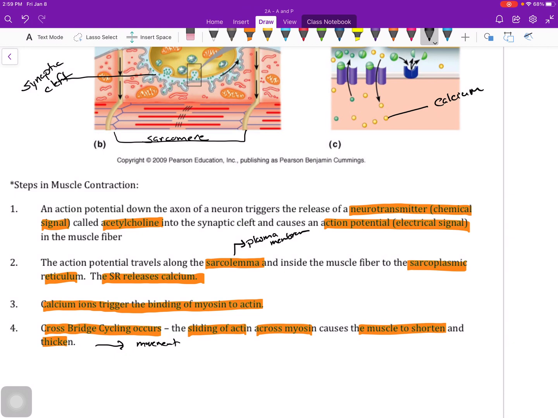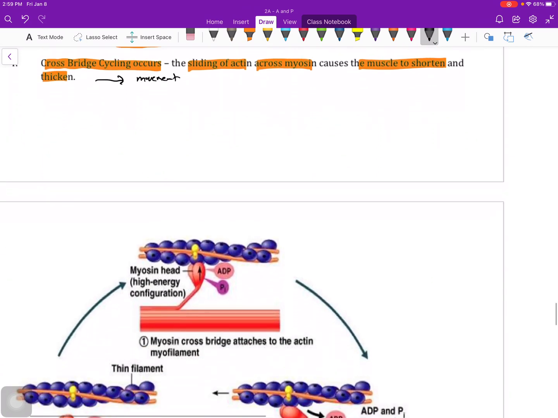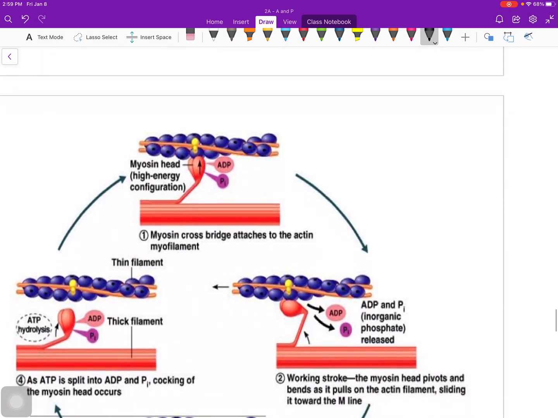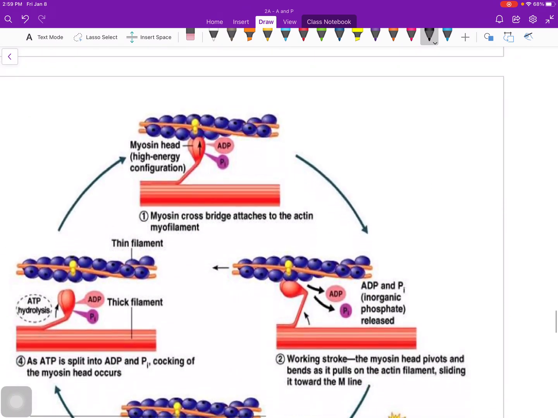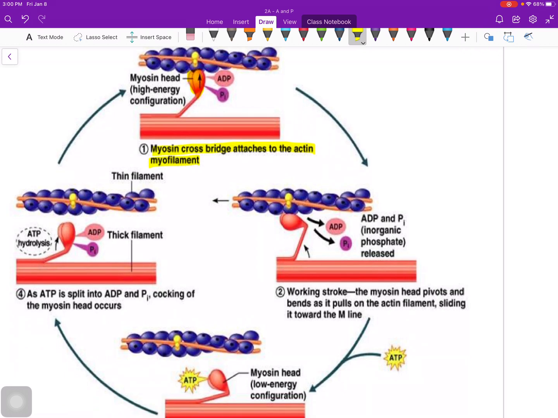All right, so let's take a look at our next diagram. Why is calcium important? All right, so here is our myosin cross bridge right here. It attaches to the actin filament. Okay, here's the head of the myosin right here. All right, that's right there. And it attaches, actin attaching to myosin.